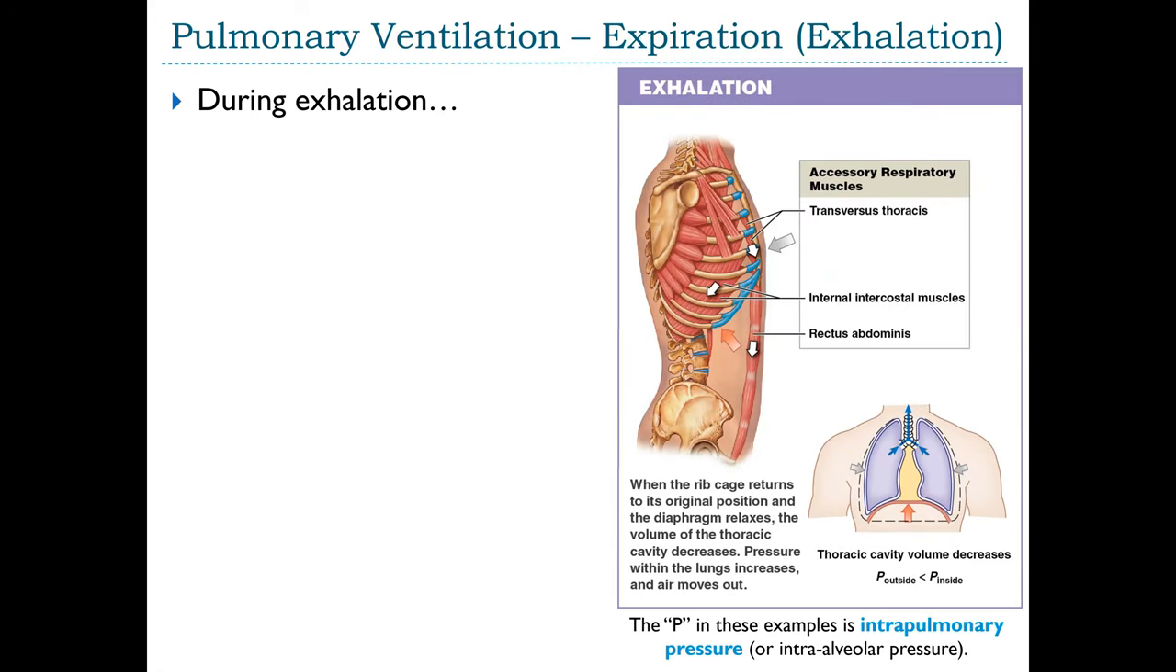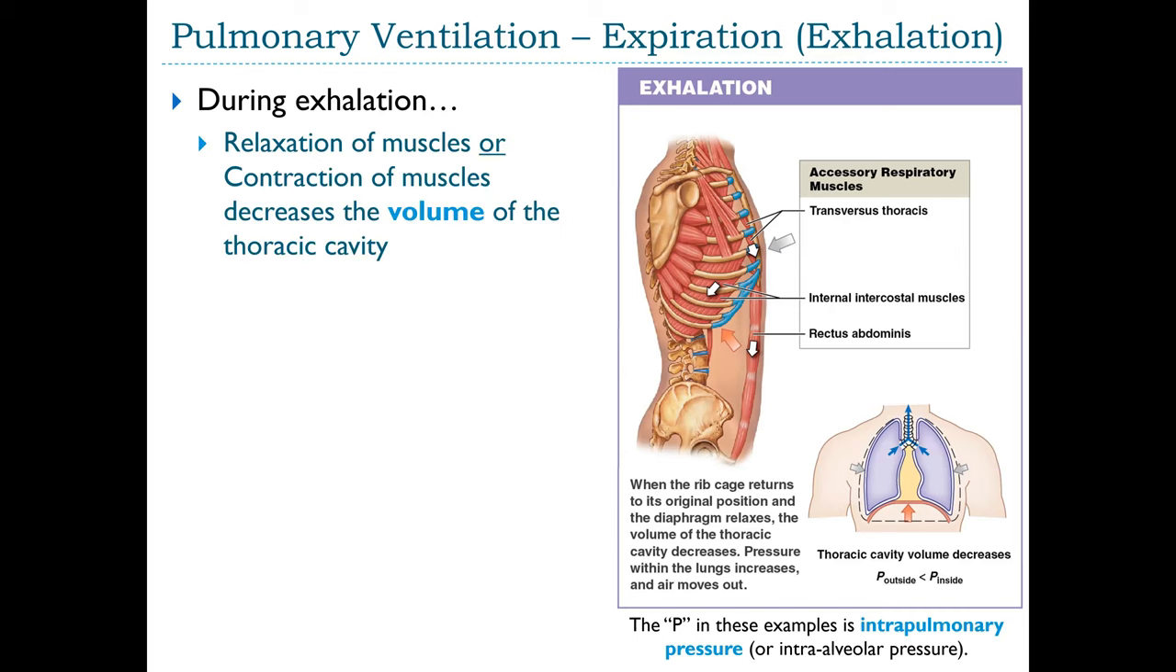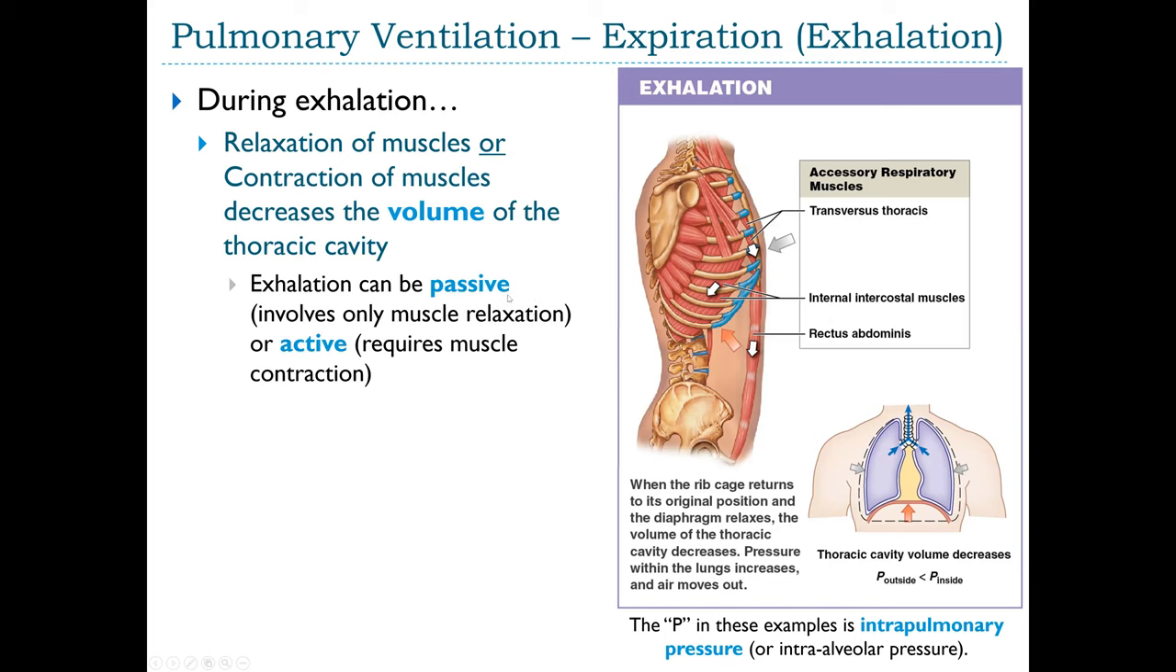And then if we look at exhalation, which is also called expiration, this involves either a relaxation of muscles or a contraction of muscles, but either way, we are going to decrease the volume of the thoracic cavity. So at rest, it's just going to be the relaxation of the diaphragm and the external intercostals. But during heavier breathing, you can actually contract additional accessory respiratory muscles during exhalation. So exhalation can be passive, meaning it only involves muscle relaxation, or it can be active, meaning it requires muscle contraction.